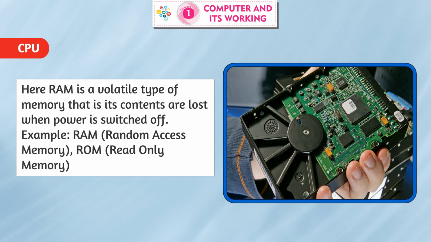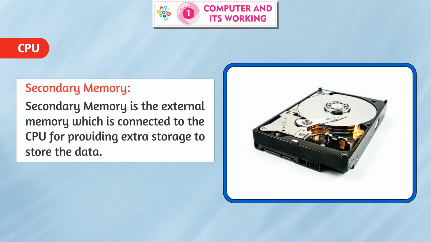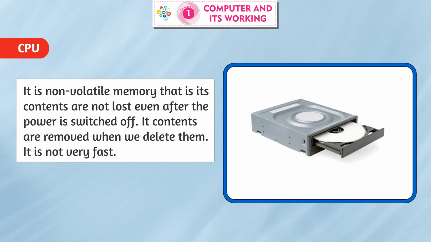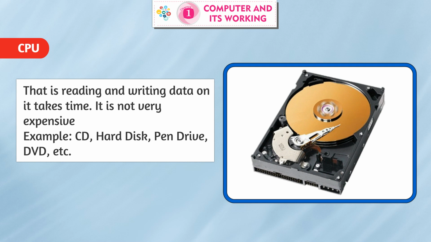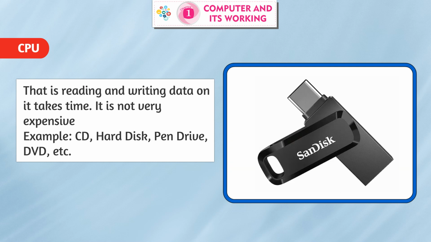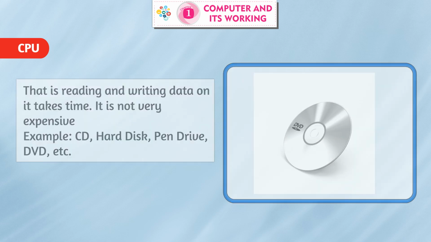ROM, read-only memory. Secondary memory. Secondary memory is the external memory which is connected to the CPU for providing extra storage to store the data. It is non-volatile memory, that is, its contents are not lost even after the power is switched off. Its contents are removed only when we delete them. It is not very fast, that is, reading and writing data on it takes time. It is not very expensive. Example: CD, hard disk, pen drive, DVD, etc.